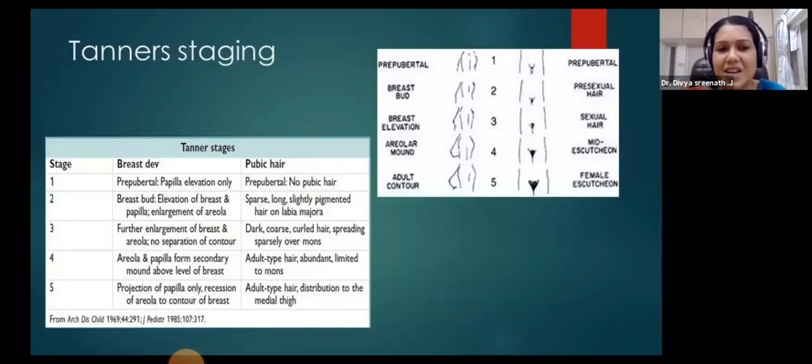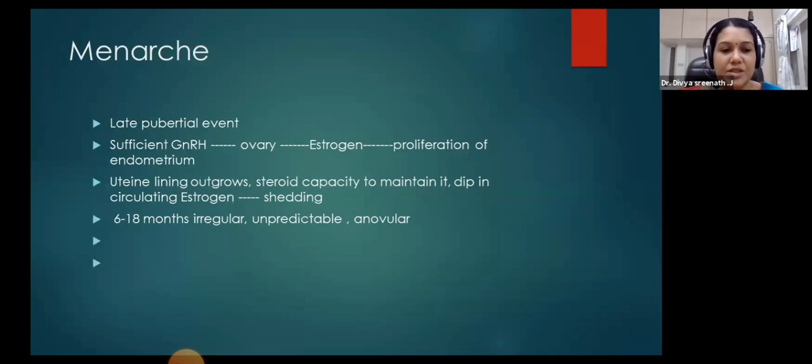So there is another classification, Tanner staging, for which they observe the development of the breast and pubic hair. In this order we can classify whether these growths are normal, whether they are growing at a normal rhythm. Like that, with the help of Tanner staging, we can classify.